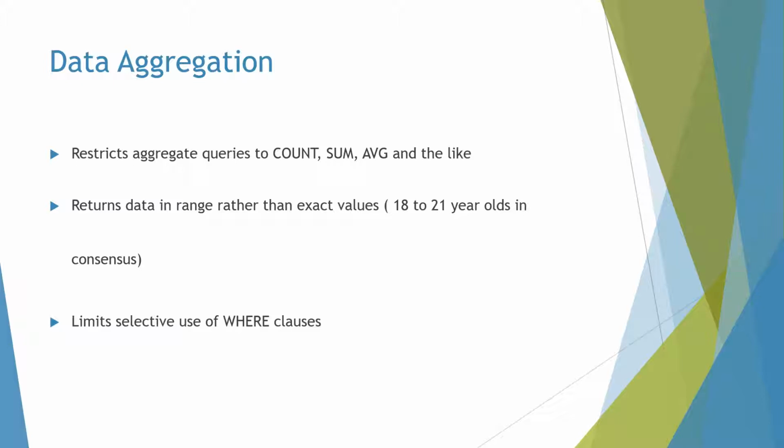In this slide, we will discuss some methods of how data aggregation is achieved in statistical databases. As one of the methods, aggregate queries are restricted to functions like sum, count, average, and standard deviation. In another method, instead of returning exact values of sensitive data, a range of values is returned. Like, a particular query on census data can return values as 18 to 21 years instead of the exact age of an individual. The third method is limiting some SQL clauses like where.